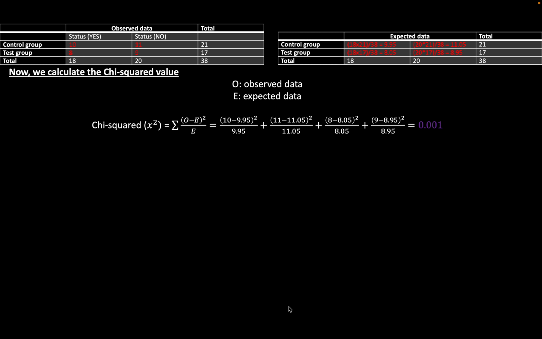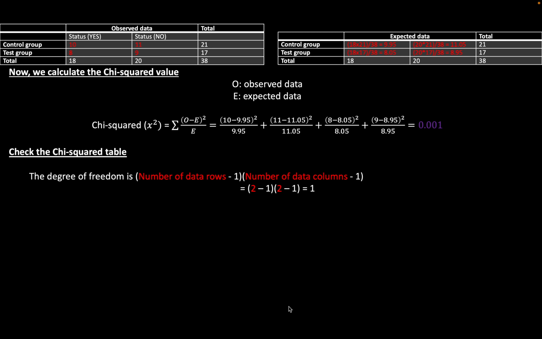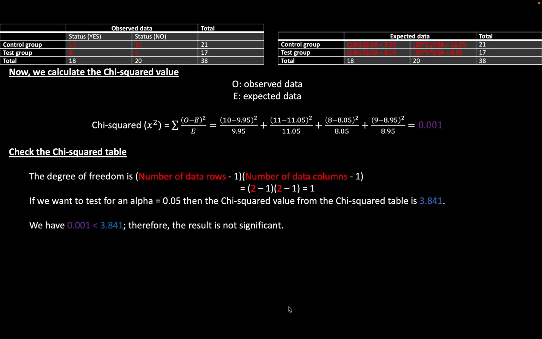We also need to find our degrees of freedom, which can be done by subtracting the number of data rows by 1 and multiplying that by the number of data columns minus 1, which gives us the degrees of freedom of 1. This also gives us a chi-square value of 3.841, which is greater than our chi-square value, which means that our data is not significant.